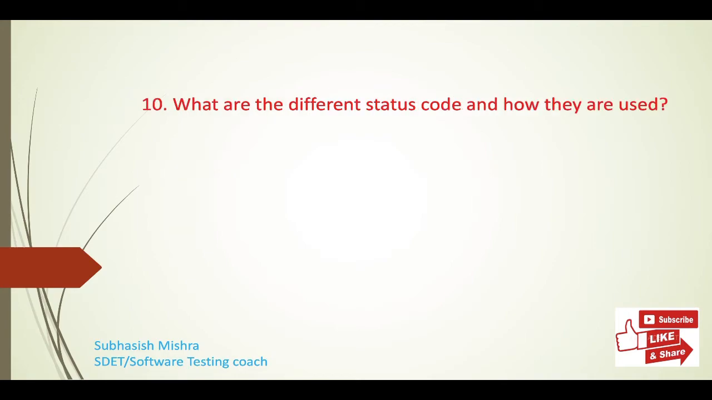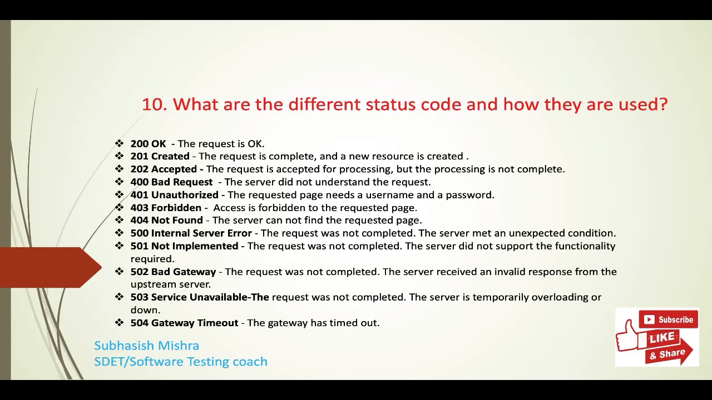What are the different status codes and how are they used? There are a lot of HTTP status codes. Here I have given a few important ones. I have given a few from the 200 series and then 400 and 500. You can go through all of them. I can explain a few, like 200 OK. Whenever you are updating something, like updating a mobile number, at that time you get 200 OK. So your request is OK, it's updated.